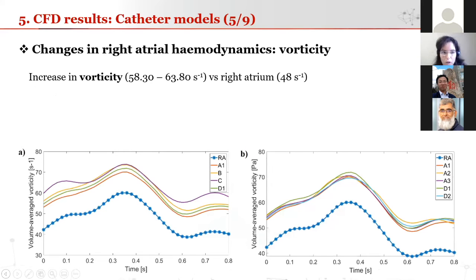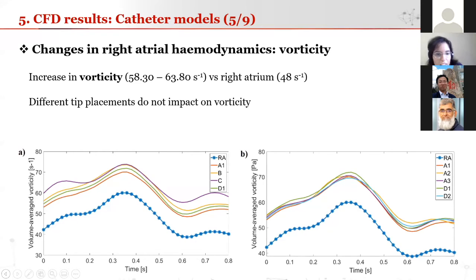Then, introducing catheters in the right atrium altered vorticity. The vorticity was increased inside the right atrium in comparison with the model alone. In these plots, you see the right atrium curve is the blue one. This is vorticity over time over one cardiac cycle, and for all catheters, that temporal profile is increased.